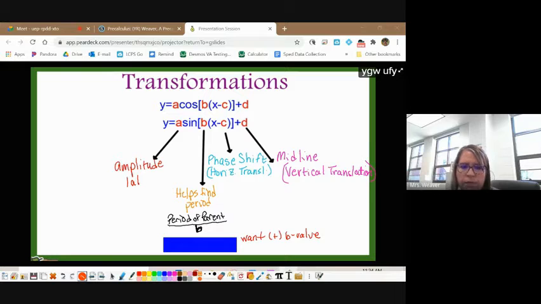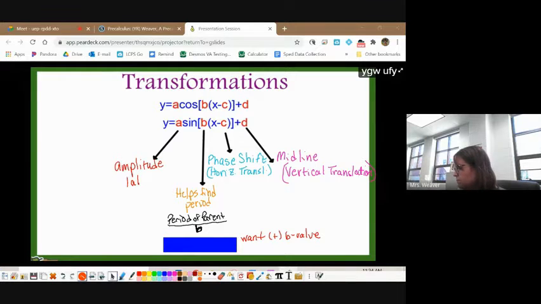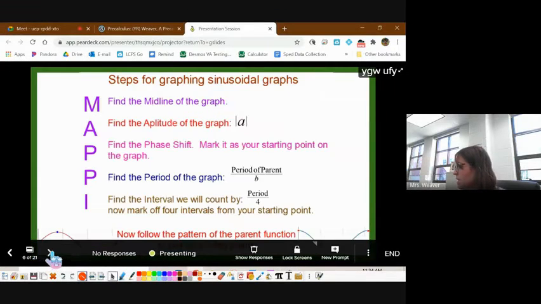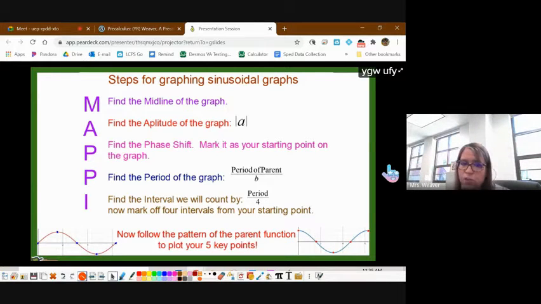We're going to practice graphing them here and just on the next screen, but any questions for me before we jump to it? All right, let's give it a try. This is the process, the steps we're going to take to graph a sinusoidal function. Now, this MAPI acronym is meant to walk you through the steps, and it's super helpful.